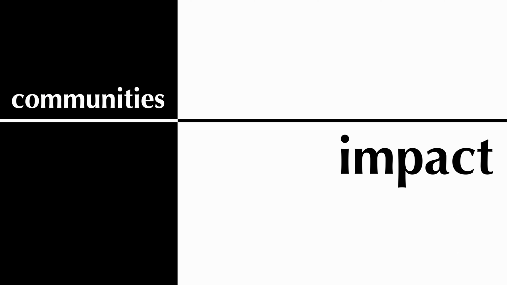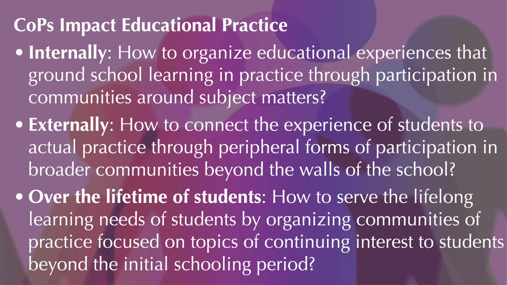So what is the impact of these communities of practice? What's the outcome that comes out? They can impact various educational practices. Here's 3 ways. Internally, how to organize our educational experiences at ground school learning and practice through participation in communities around subject matters. So you can improve subject matter practice internally at a school or a department. It can also occur externally, how to connect the experience of students to actual practice through peripheral forms of participation in broader communities beyond the walls of the school.